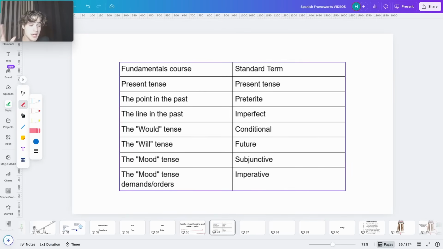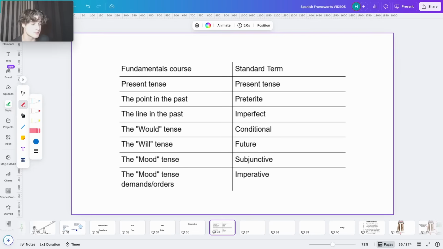So forget subjunctive and imperative. We're going to rename it into what I like to call the mood tense. And so the word mood is what the subjunctive and imperative is referring to. Mood, okay. And you can see here that I didn't separate subjunctive and imperative. And the reason why is because there's just one difference.